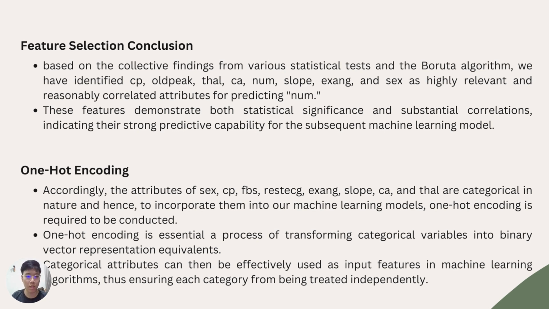And one hot encoding. Accordingly, the attributes sex, cp, fbs, restecg, exang, slope, ca, and thal are categorical in nature, and hence, to incorporate them into our machine learning models, one hot encoding is required. One hot encoding is the essential process of transforming categorical variables into binary vector equivalents. Categorical attributes can then be effectively used as input features in machine learning algorithms, ensuring each category is treated independently.